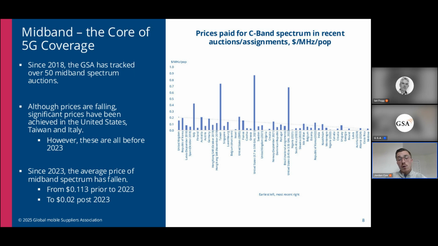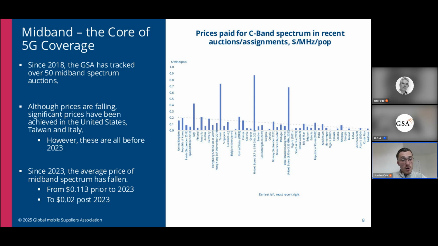And there are a few reasons behind this shift. First, many operators have already secured large blocks of mid-band spectrum, so demand has cooled. Secondly, markets are becoming more mature with more disciplined bidding and better cost-benefit modeling. And finally, some regulators are releasing additional spectrum, which helps ease scarcity and reduce pressure on prices.